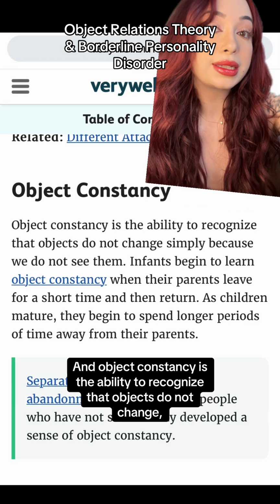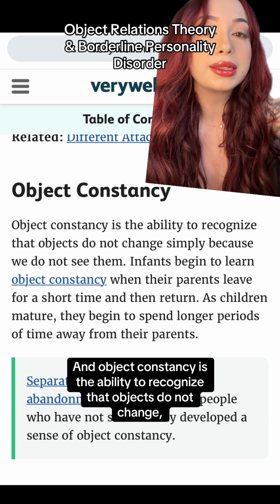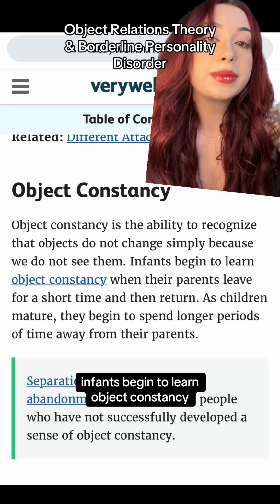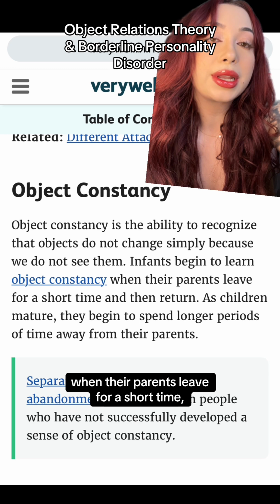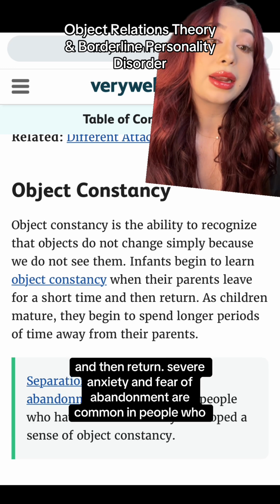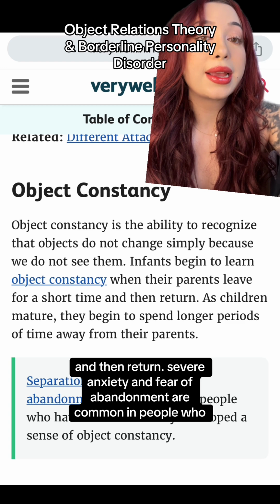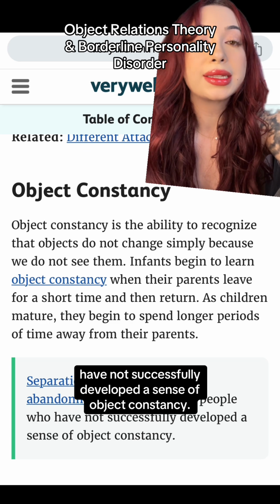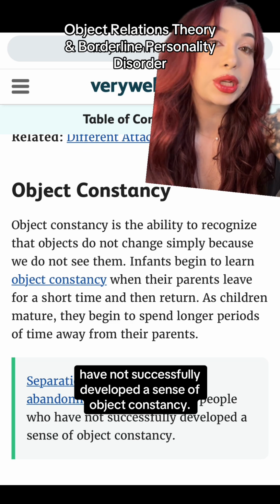Object constancy is the ability to recognize that objects do not change simply because we don't see them. Infants begin to learn object constancy when their parents leave for a short time and then return. Severe anxiety and fear of abandonment are common in people who have not successfully developed a sense of object constancy.